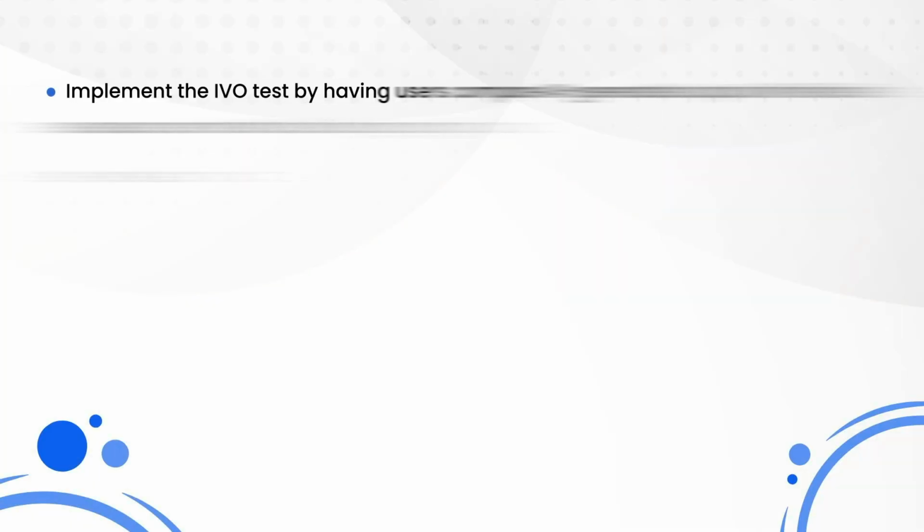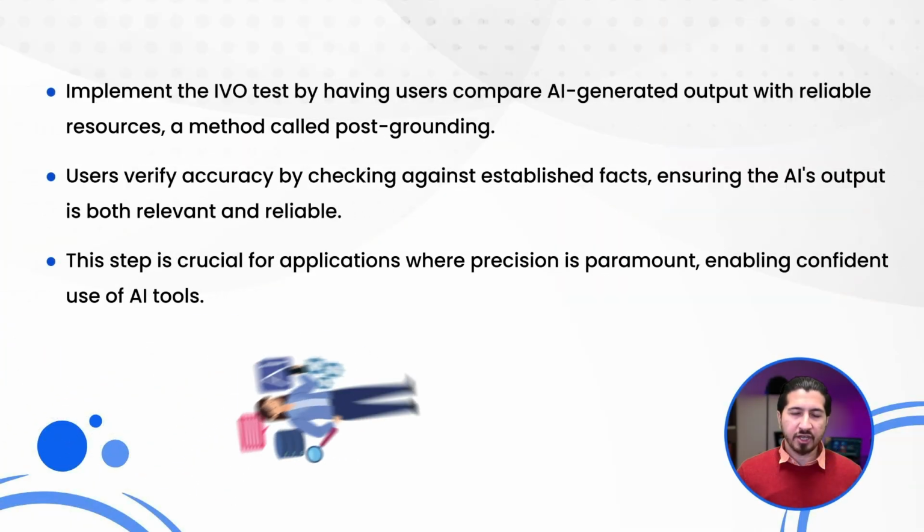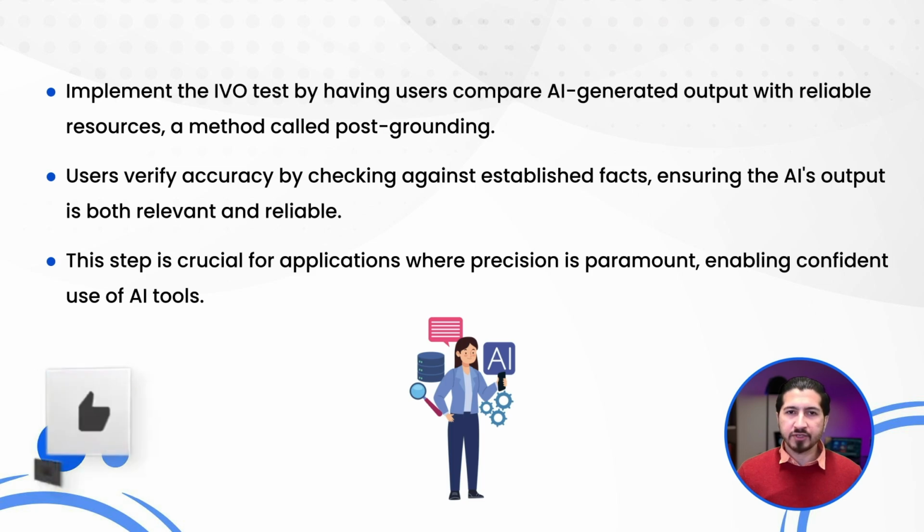To implement the IVO test, users evaluate the AI-generated output by comparing it with reliable resources, a method known as post-grounding. This lets users check that the information is accurate by looking at established facts. This makes sure the AI's output is not only relevant, but also reliable. This step is key for applications where accuracy is super important. It allows users to use tools with confidence.